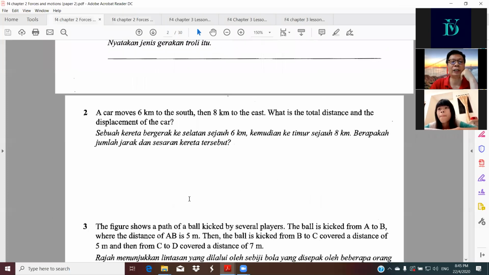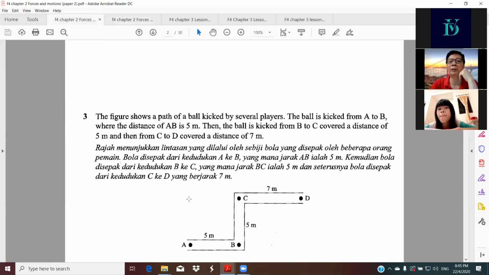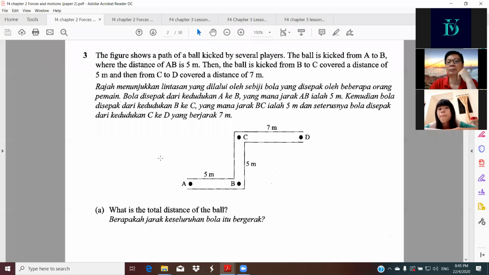Okay, question number 3. Read the question. The figure shows the path of a ball kicked by several players. The ball moves from A to B, from B to C, and C to D. So moving from here to here, then here, right? Now the question: what is the total distance?